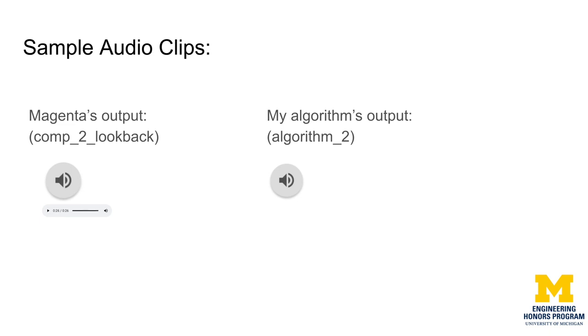As you have heard, each bar of Magenta's output reflects some properties of its previous bars. That creates consistency within the piece. Now, let's listen to my algorithm's output. As you have heard, this output does follow a chord progression, and it also has repetition.